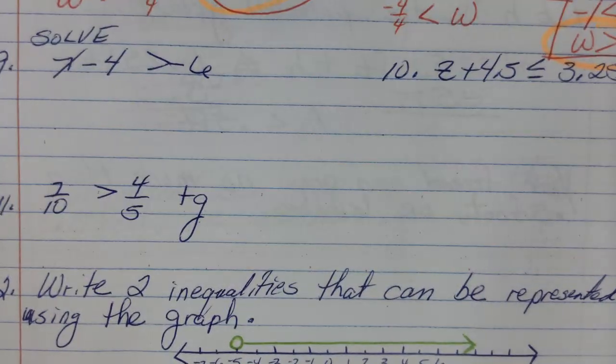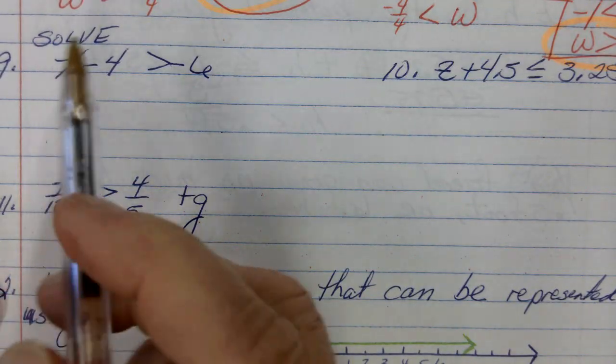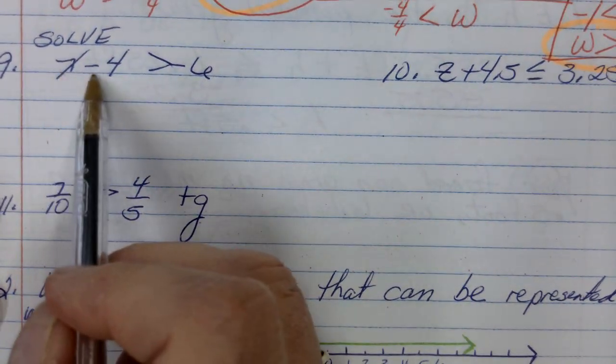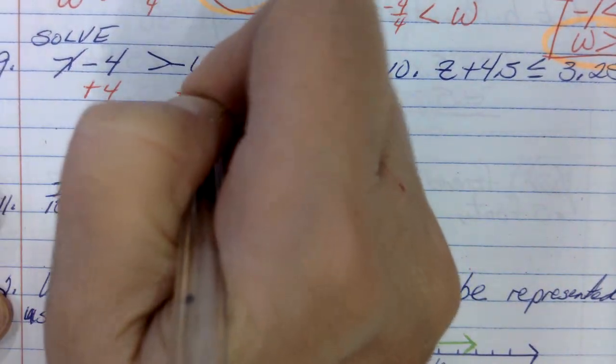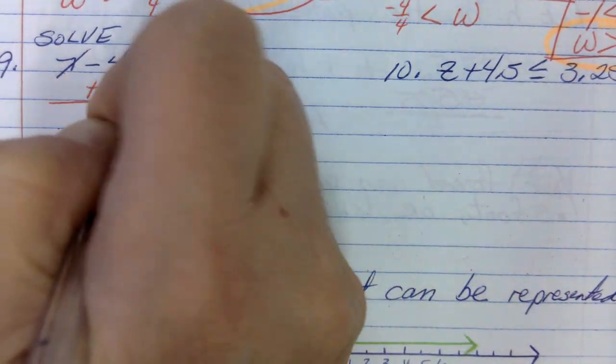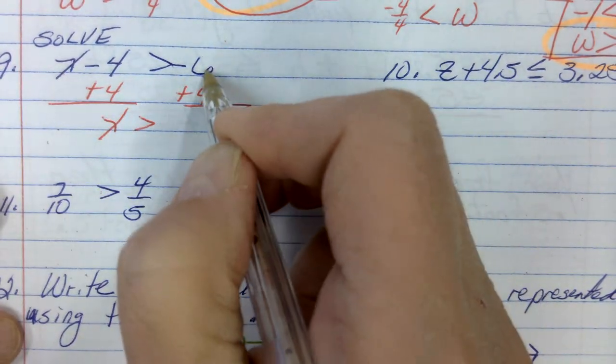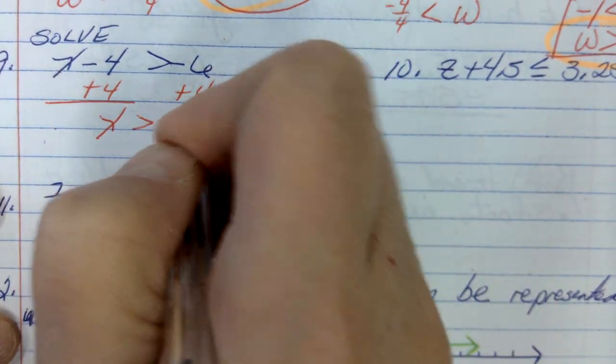All right, we're going to solve this next problem. We're going to get x by itself. To get x by itself, we're going to do the opposite. Instead of subtracting 4, we're going to add 4 to both sides. X is left by itself. Negative 6 plus 4 is negative 2.